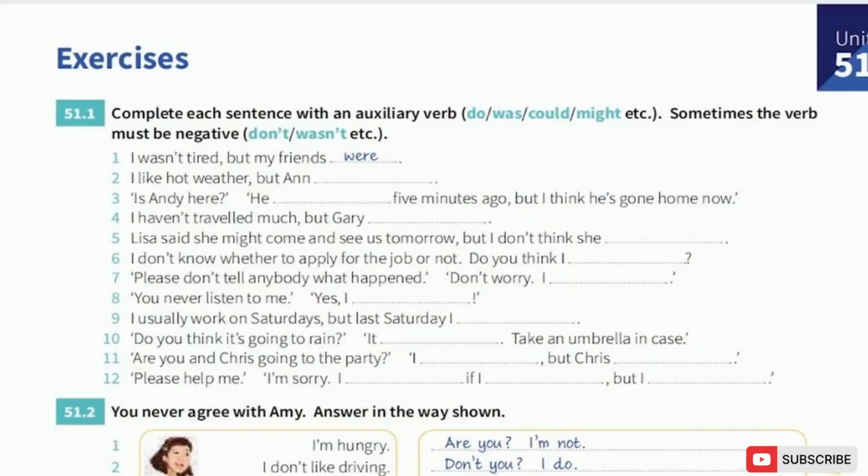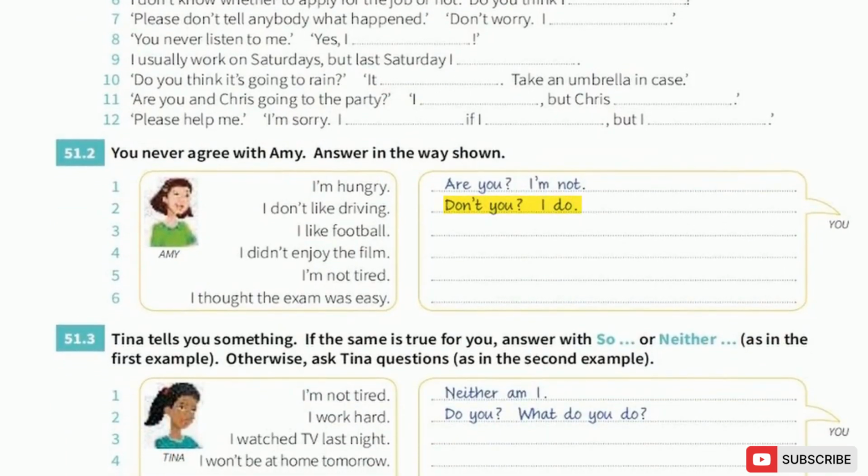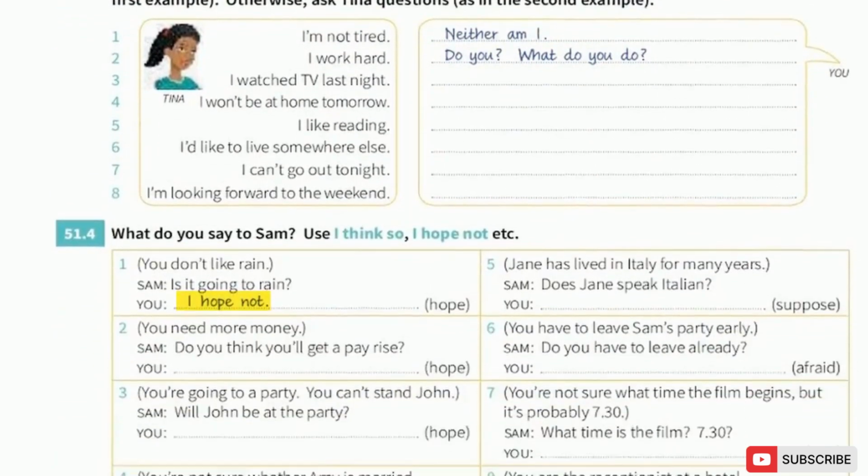In the first challenge, I like hot weather, but Anne, the first clause is present simple. Since there is no visible auxiliary, we supply doesn't for the negative contrast. For question 2, you react to Amy's statement with don't you, and add your own preference, I do. And for the final question about the rain, we use the irregular negative, I hope not.